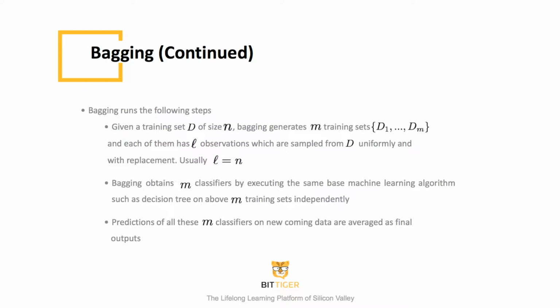Given a training set D of size n, bagging generates M training sets from D1 to Dm, and each of them has L observations, which are sampled from D uniformly and with replacement. Usually L is set as n. Bagging then trains M classifiers by executing the same machine learning algorithm, such as the decision tree algorithm, on the above obtained M training sets independently. Predictions of all these M classifiers on newly coming data are averaged as the final output.